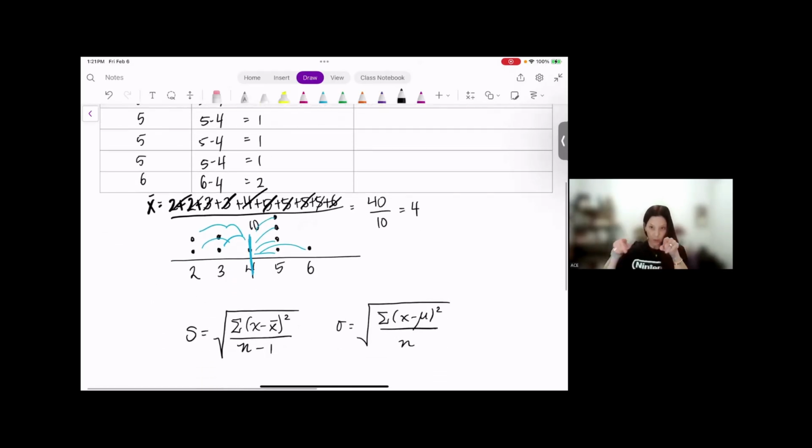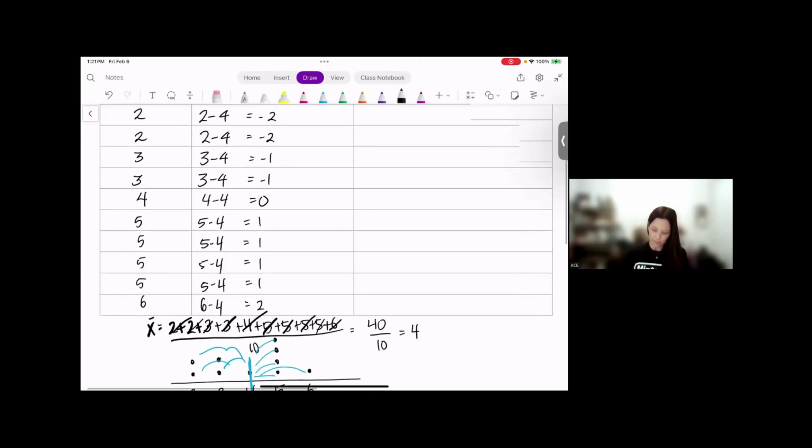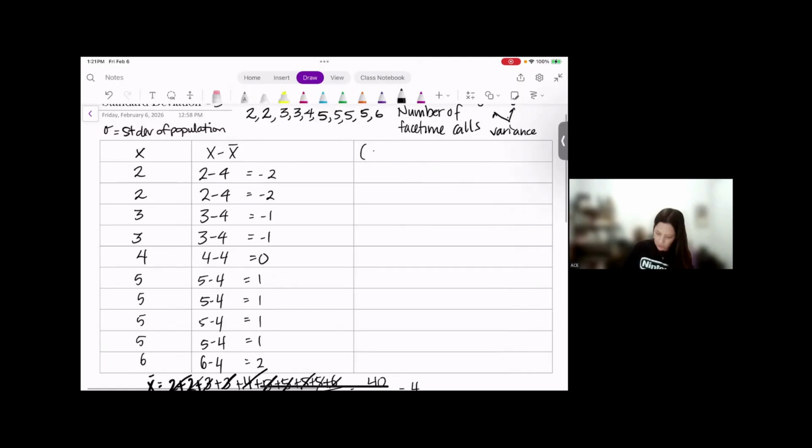If you notice in the formula, you'll see the squares. This is why we square those. We square them so that we can make them all positive so that we get a value of how far away they are from the mean. Okay, so now we're going to do each value minus the mean squared.